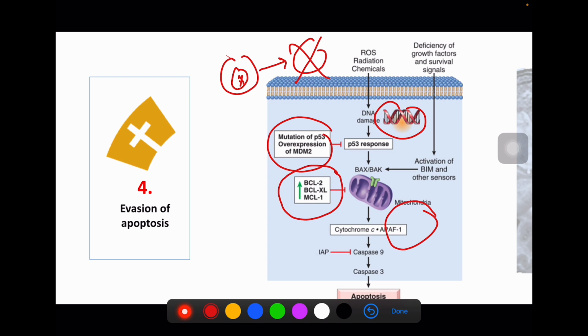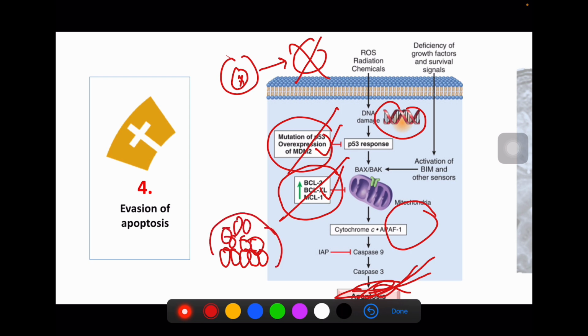However, in this case, apoptosis does not occur because these genes are mutated. It's not that there are none of these genes; it's basically non-functioning or abnormal functioning of those genes. Then apoptosis does not occur, so it's similar to immortality. The cells will grow and grow and form a tumor.